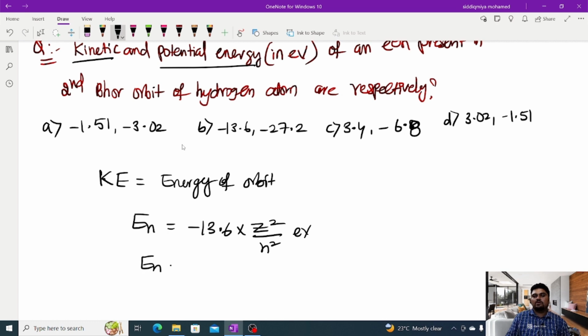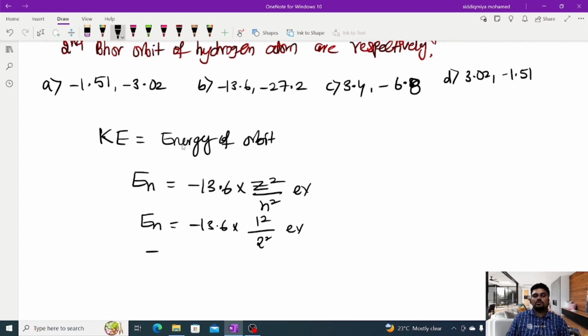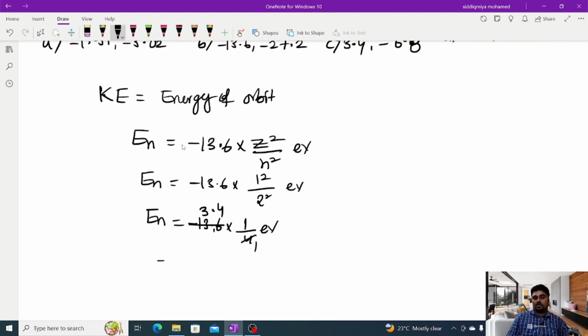So En is equal to minus 13.6 into Z square, that is 1 square, and n square, that is 2 square eV. So you will get En is equal to minus 13.6 into 1 by 4 eV. So 4 ones are 4, 4 threes are 12, 1 remains, so 4 sixteens are 16. So energy of second orbit you will get minus 3.4 eV. This is energy of second orbit.